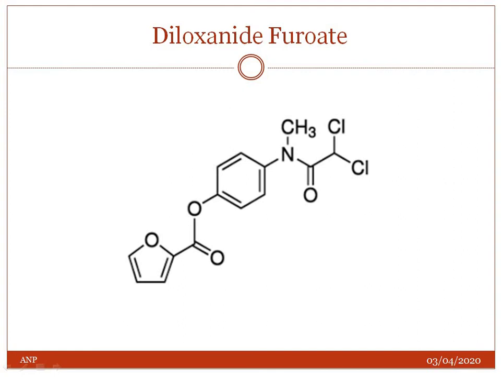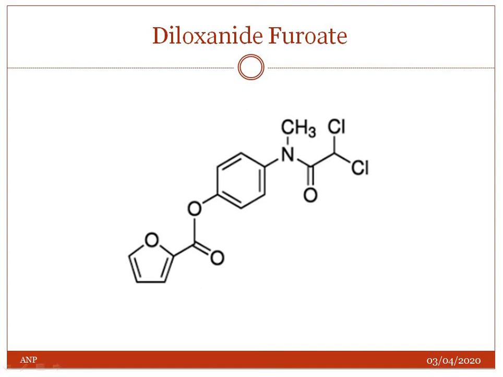Diloxanide furoate, its chemical class is dichloroacetamide derivative. It is a luminal amebicide, meaning that it only works on infection within the intestines. Diloxanide is considered the second line drug, while paromomycin is considered the first line drug for the infection with amoebas when no symptoms are present but the person is passing the cyst.